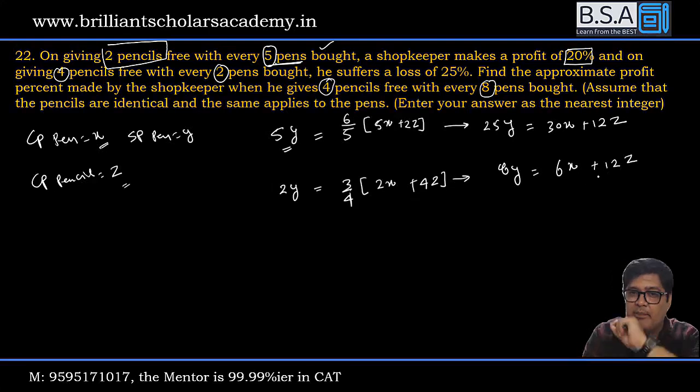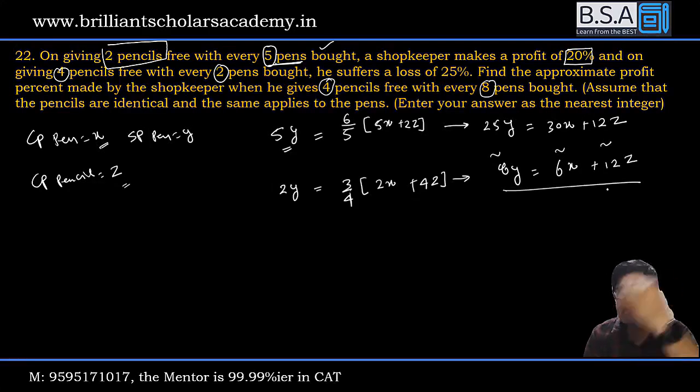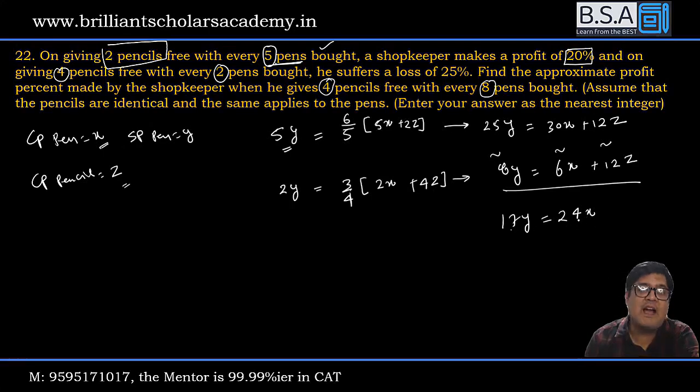So luckily, beautifully, what is happening in both? See, when I subtract, z is getting cancelled. So what I have here is 17y is equal to 24x. 17y is equal to 24x. I'm getting a relation between two variables. Using that, I will have to find out z. Using this, I will have to find out z.